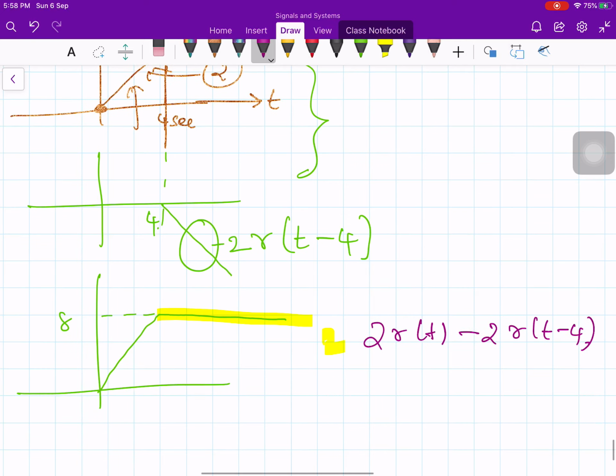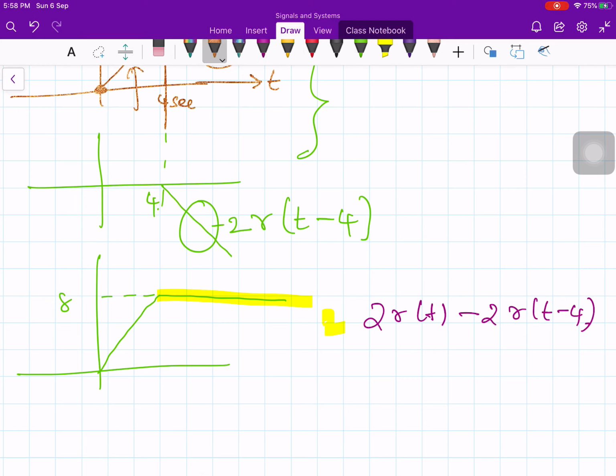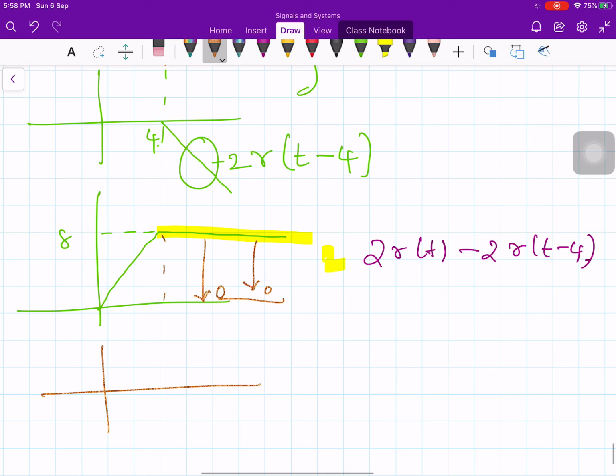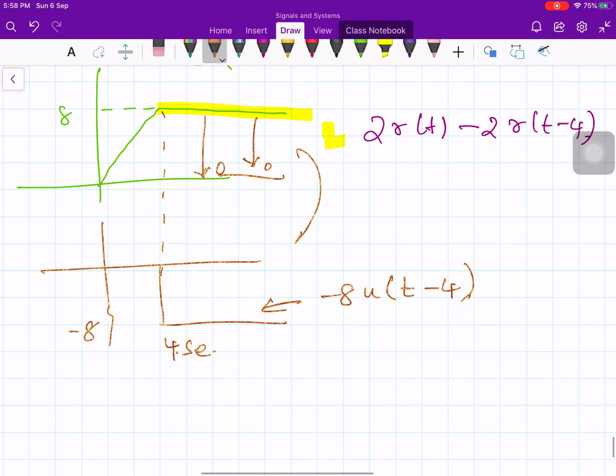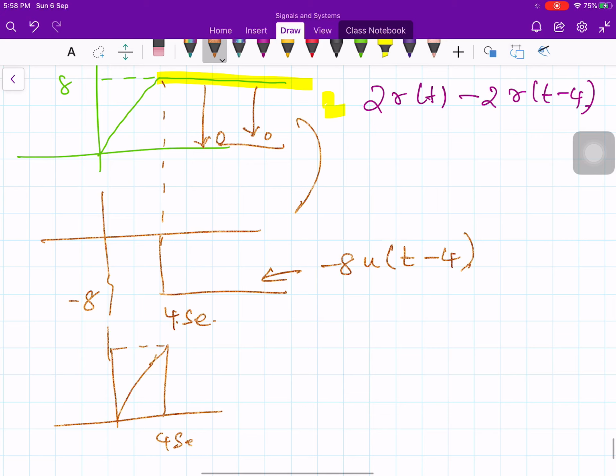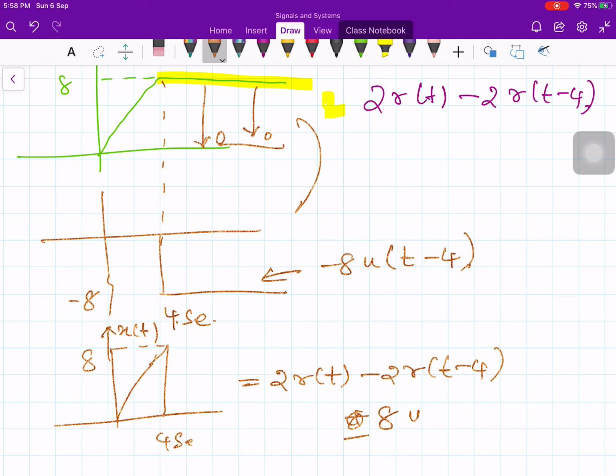Now what I want is, I want to bring this guy to 0. Okay, this guy has to come back to 0. Therefore what you do, you again introduce a step function of magnitude minus 8, and this is again delayed by 4 units, 4 seconds. Therefore this is minus 8 times u of t minus 4 seconds. Now if you add these two guys together, then you will get a rectangular pulse like this. So this is 4 seconds, and this one is 8, and this is your x of t. So this is equal to 2 times r of t minus 2 times r of t minus 4 plus minus 8 times u of t minus 4.